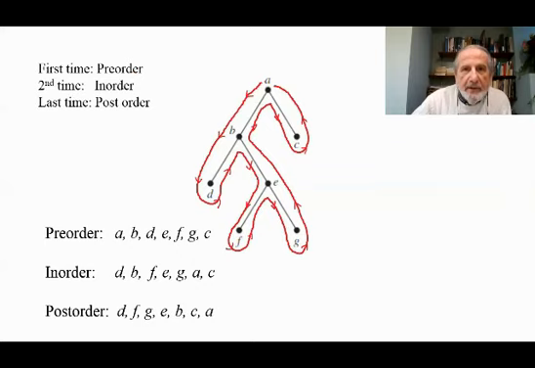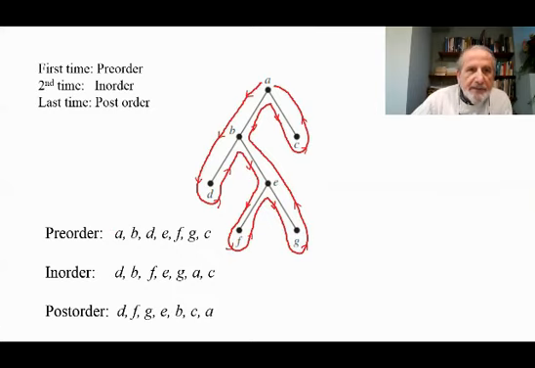Now, the pre-order is you visit the island the first time you see it. So you're in a boat. The first time I see A, I visit A. B, D, E, F, G, C, and then back to A. So that's the pre-order. It's really simple.